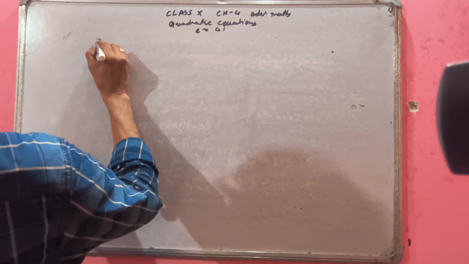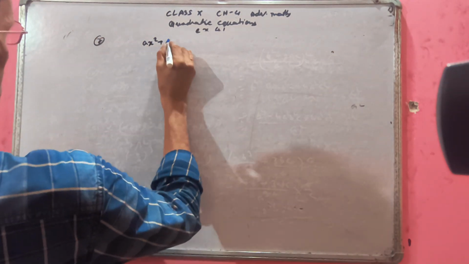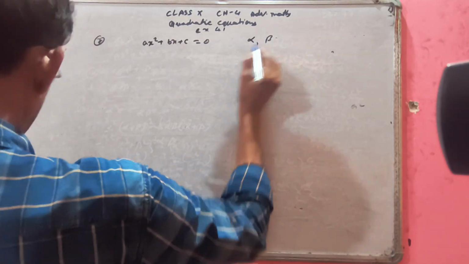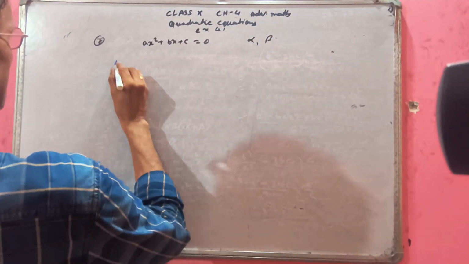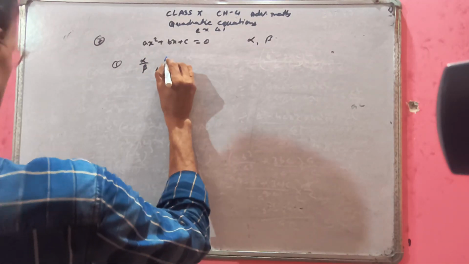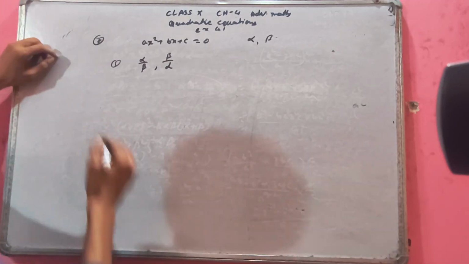In number 7, what is given? Alpha and beta are the roots of ax square plus bx plus c equal to 0. Roots are alpha and beta. We need to form a quadratic equation whose roots are alpha by beta, comma beta by alpha. So start the solution.